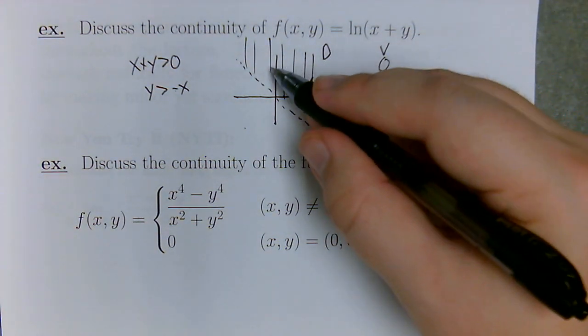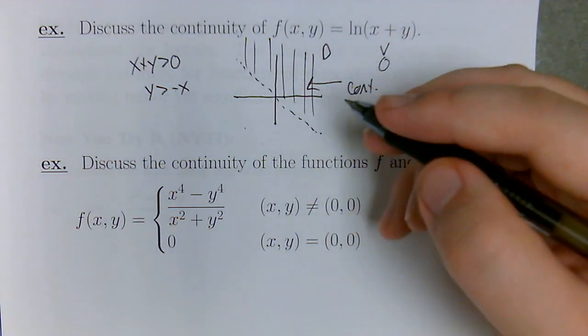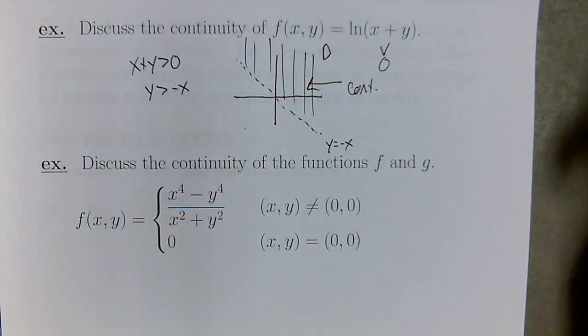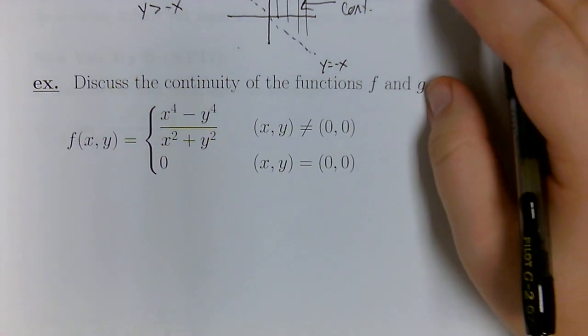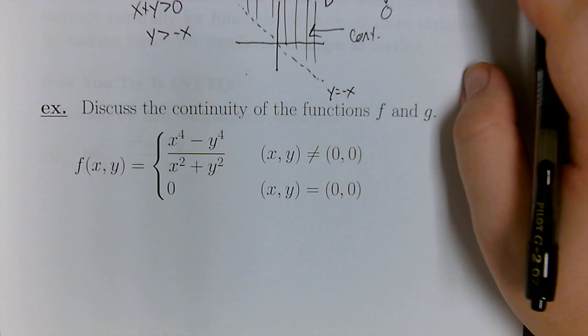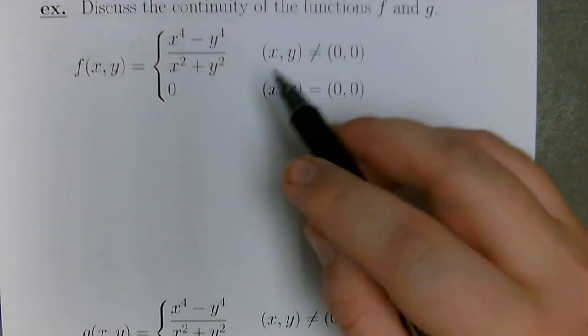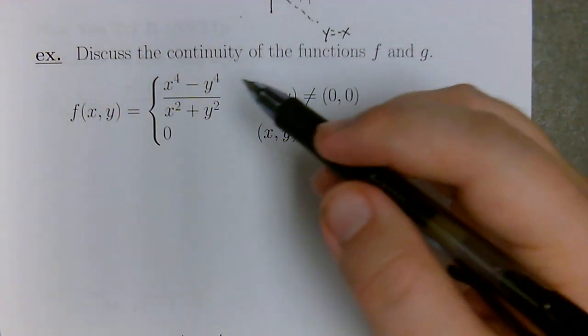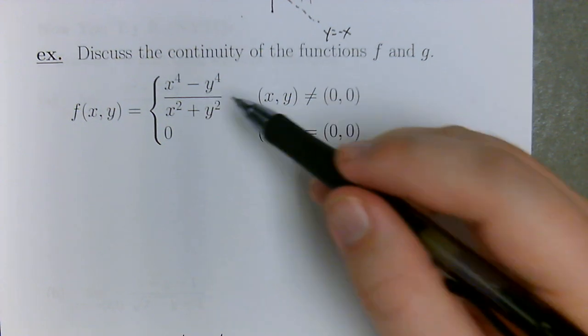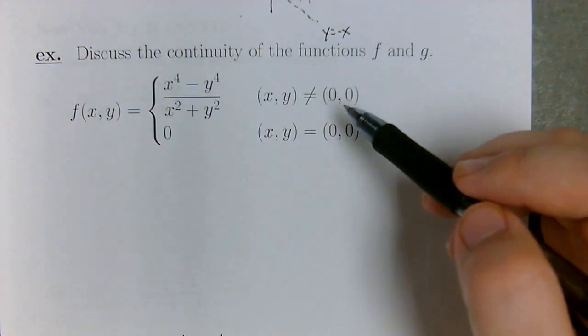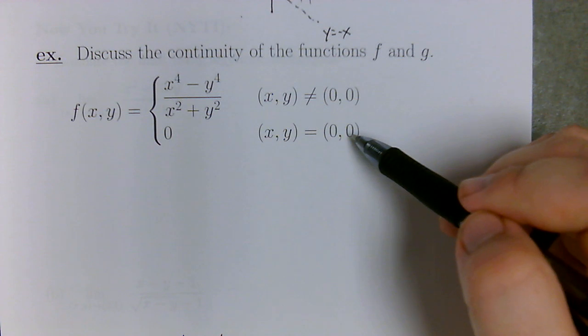So it's going to be continuous everywhere above this dotted line, which is y is negative x. All right, let's take a look at the continuity of these functions, f, and then we're going to have g down here. Now, f is what's called a piecewise function. It's one formula in one place and then another formula in a different place.